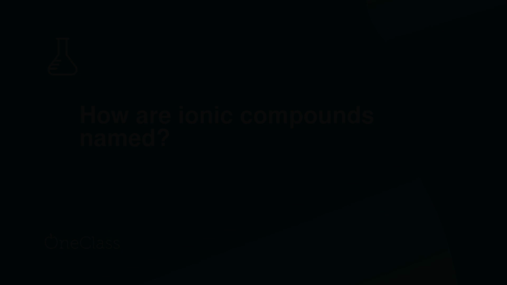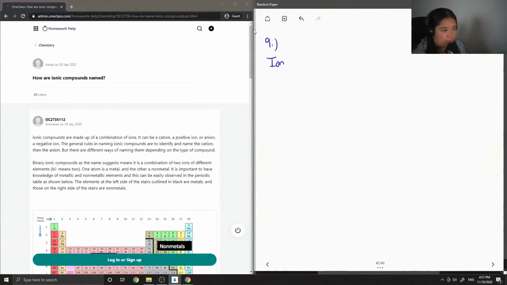Question 9 asks, how are ionic compounds named? First, I'll write out the definition of ionic compounds. They involve a metal and a non-metal.